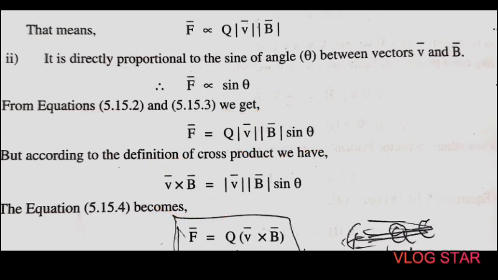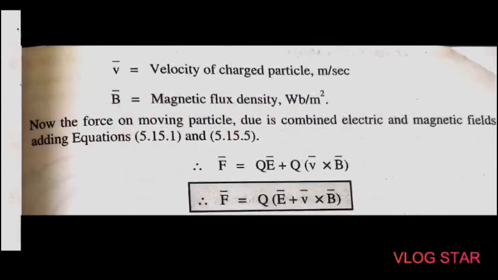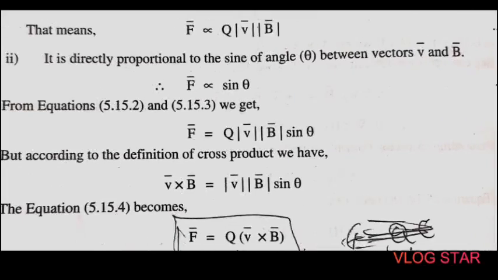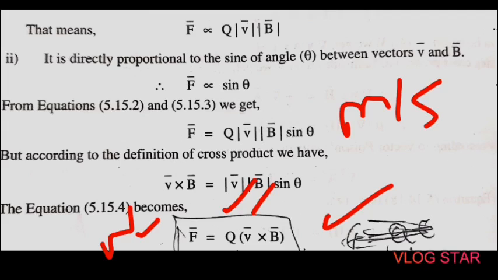So this equation becomes F bar is equal to Q into V bar cross B bar, where F bar is the force exerted on charged particle because of the magnetic field, and the unit of this force is Newton. Q is the charge on particle having unit coulomb. V is the velocity of charged particle having unit meter per second, and B bar is the magnetic flux density having unit Weber per meter square.